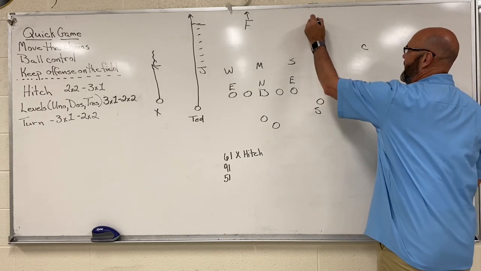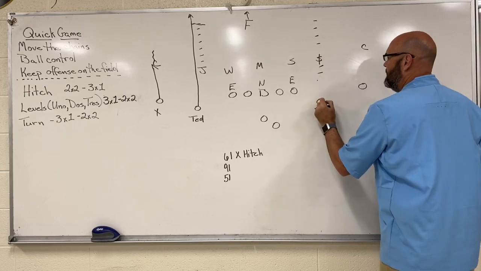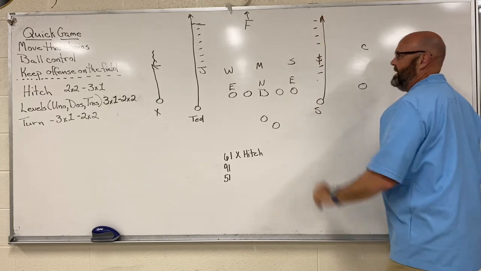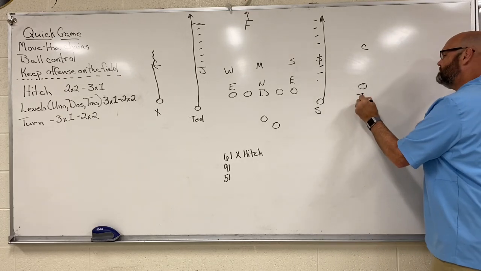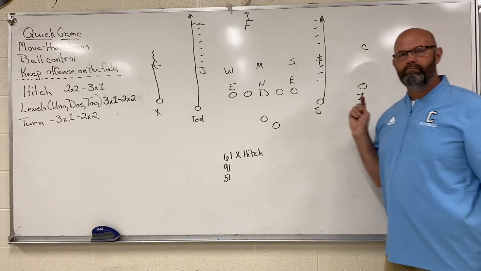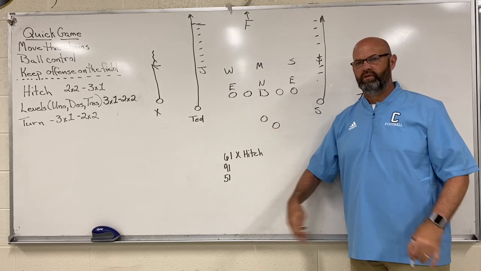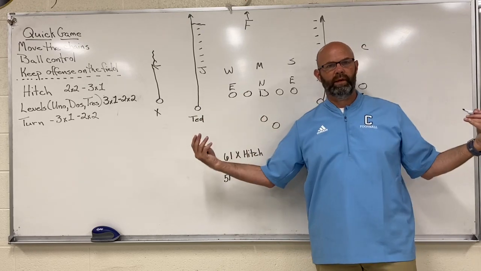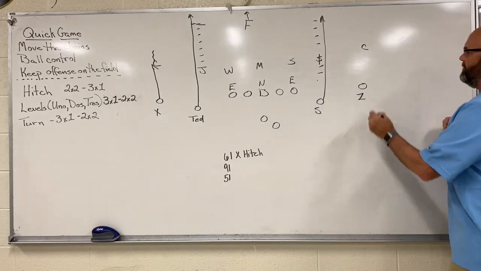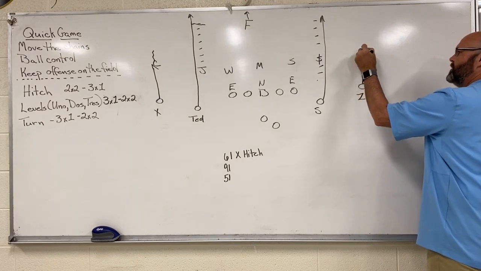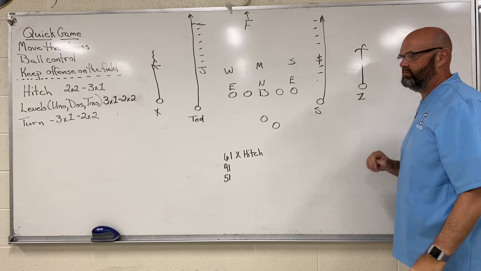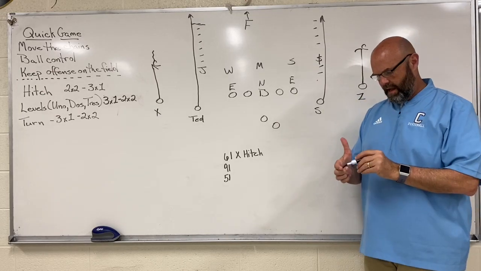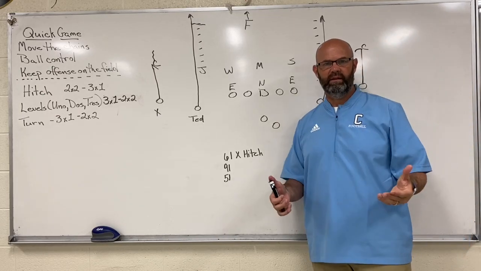And so down the hash mark, outside the hash mark, and he is going vertical as well. Over here, our Z receiver, he mirrors the route of the X. So if we're running hitch, we'll have 2 hitches. So the Z comes off again with great speed, pushing vertical on his 5th step. He'll set it down.